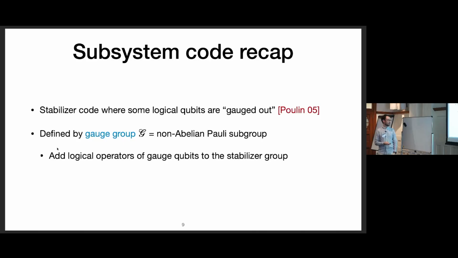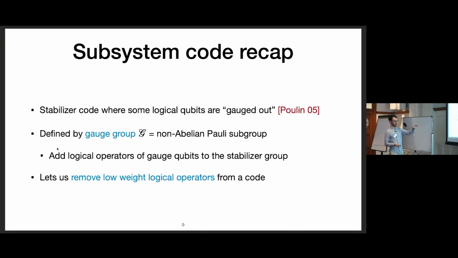And there are many ways we can use subsystem codes, but what I'm really interested in today is that the reason we wanted to use subsystem codes is because when we construct the spacetime code, we'll have lots of low-weight logical operators, but we want to throw them away. And so this gives us a systematic way to do this.